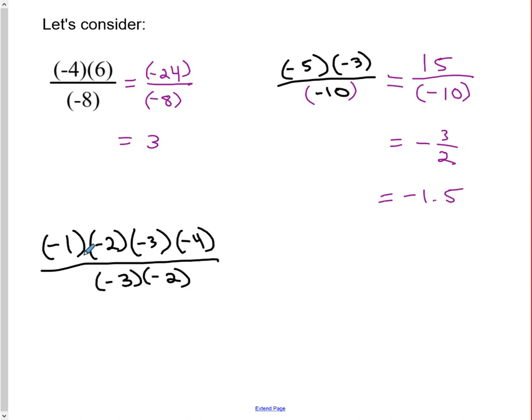You can kind of think about it like this. This negative sign and this negative sign will cancel out and be positive. This negative sign and this negative sign will cancel out and be positive. This negative sign and this negative sign will cancel out and be positive. So they all kind of pair up and cancel out like that.